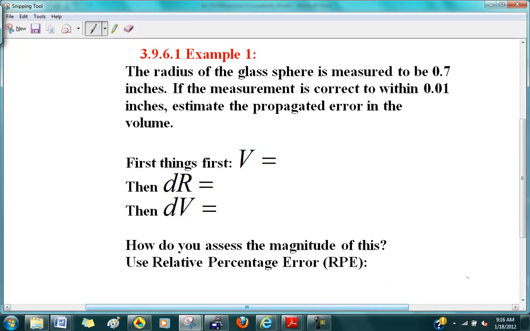Sorry? Nice. 4 over 3 pi r cubed. Good job.